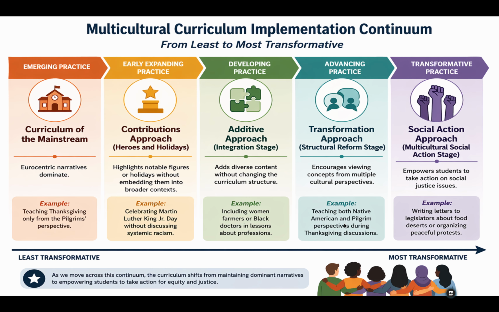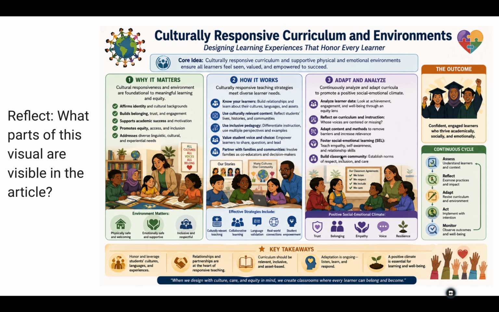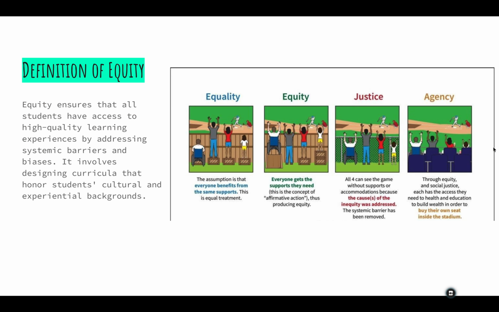In the transformation approach, you are teaching both the Native American perspective and the Pilgrim perspective on Thanksgiving. And then the social action approach would be the most transformative, where you're writing letters about food deserts or organizing a peaceful protest. So this is the continuum. When you're designing curriculum, you really want to think, how can you make it as transformative as possible for your students to take social action, because that social action is directly connected to this equity and justice, which promotes agency.